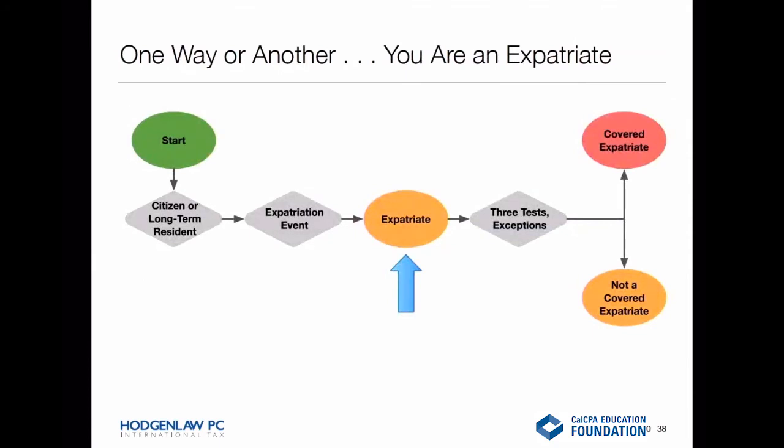So let's say one way or another, either you're a citizen and you renounce your citizenship, or you're a long-term resident and you file I-407, or you're a long-term resident and you make a treaty election to be taxed as a resident of another country. One way or another, at this point, you're an expatriate.